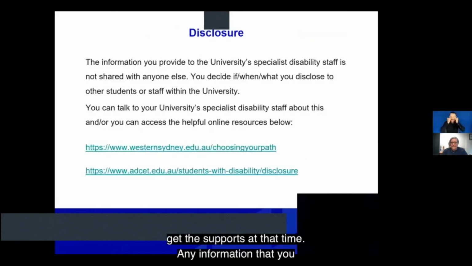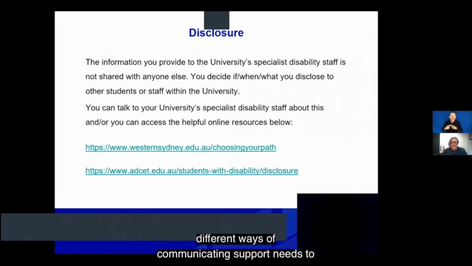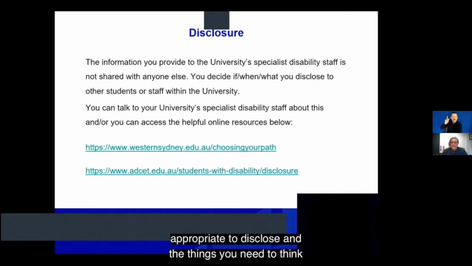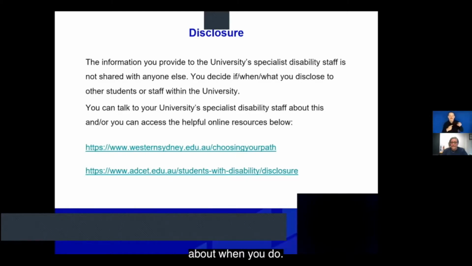Any information that you provide to the university must be kept confidential, and it's not shared with anyone else. Every university has their own different ways of communicating support needs to the teaching staff, so it's best to check with your university as to what their specific process is. There's a couple of really helpful online resources as well that I've got there that will help you to understand when it's appropriate to disclose and the things you need to think about when you do.